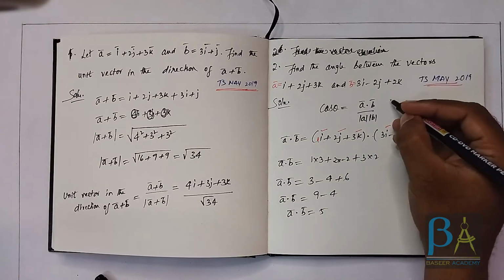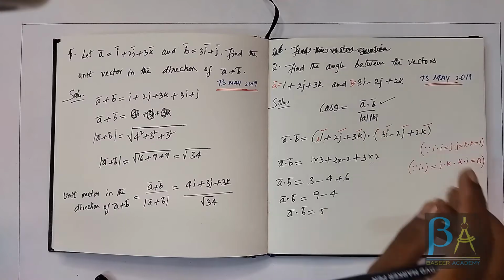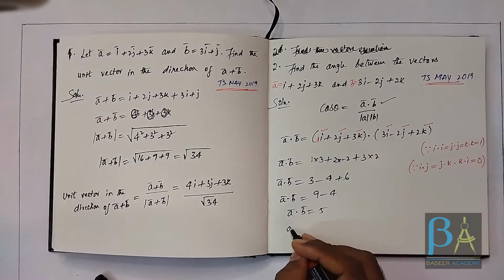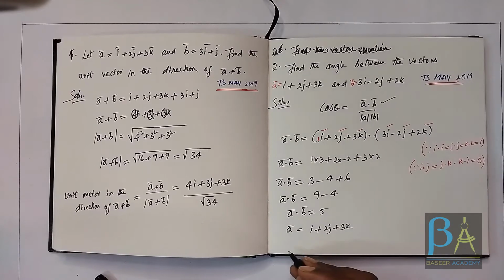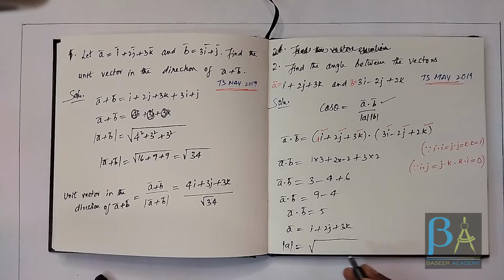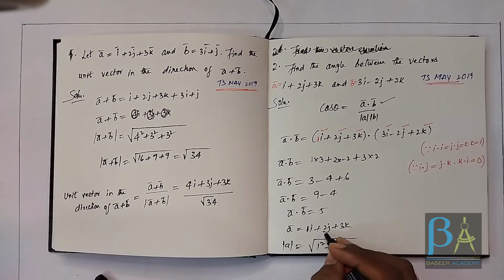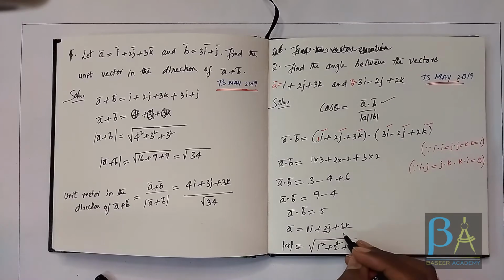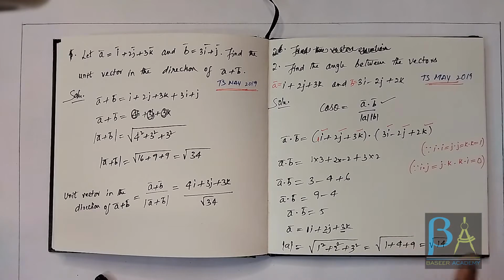So we found out a dot b. We found out the dot product. Let us now find out mod a and mod b. Let me first write what is the vector a here. The vector a is i plus 2j plus 3k. How do I find out mod a? Square root of 1 square, plus 2 square, and then 3 square. So this is going to be 1 plus 4 plus 9, which is 14. 9 plus 1 is 10, 10 plus 4 is 14.